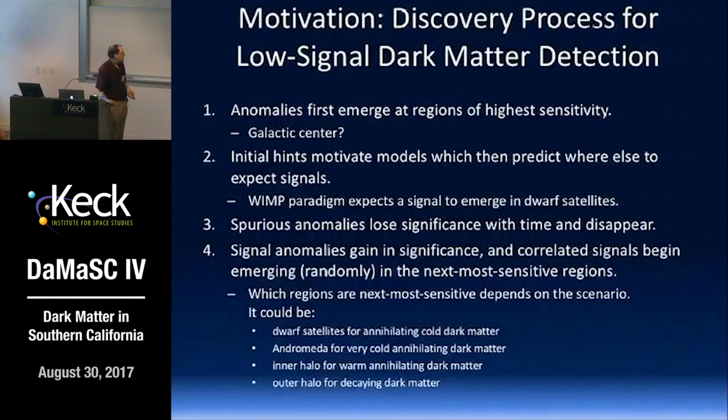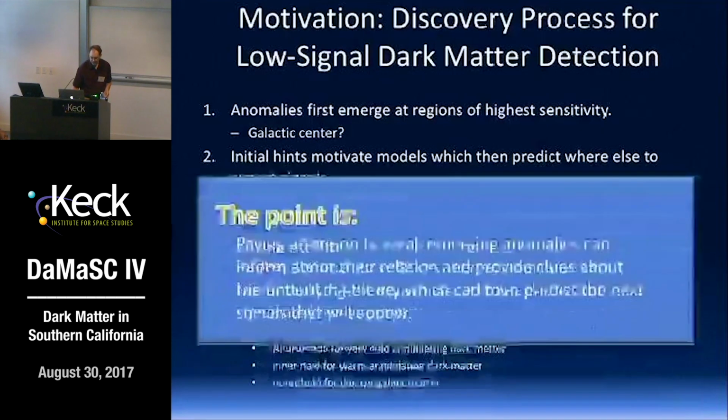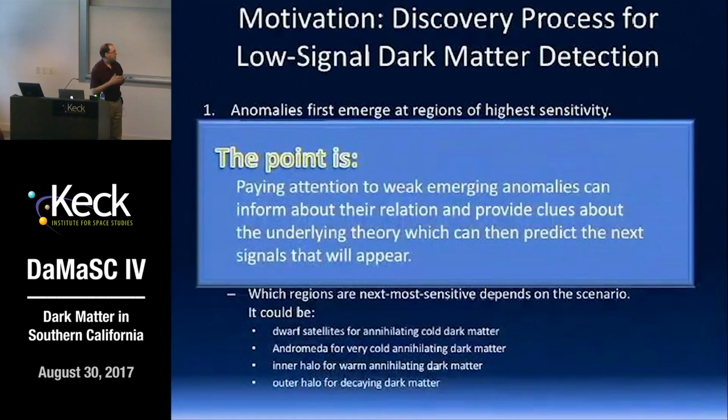For annihilating cold dark matter, like I said, dwarf satellites. If you're looking for very cold annihilating dark matter, where you have a lot of very small concentrated substructure, then maybe you're looking for Andromeda. The inner halo is good for warm annihilating dark matter. The outer halo for decaying dark matter over a wide field of view. So where that next signal is really depends on what we're looking at, and where we see it can give us some very helpful hints. And this is kind of the point: paying attention to weak emerging anomalies and seeing the correlations between them can really give us a lot of information about the underlying theory as it emerges.